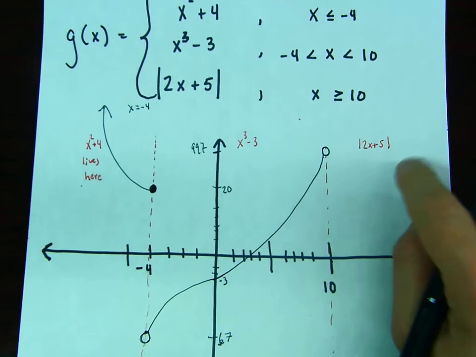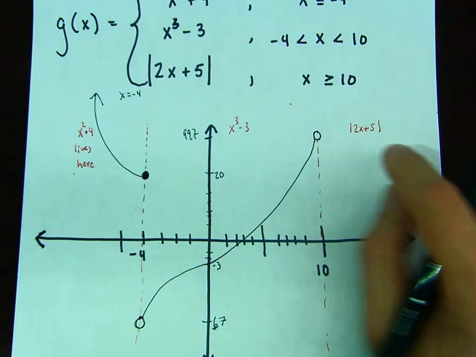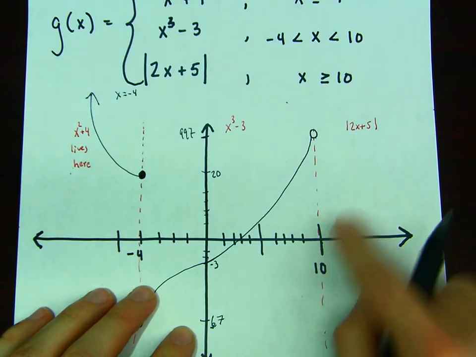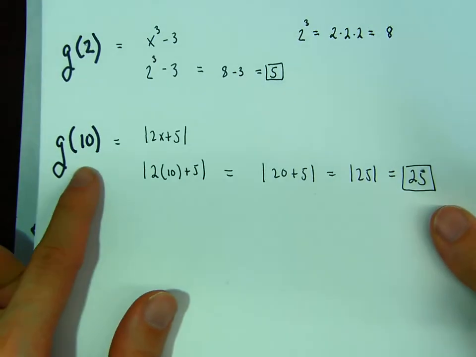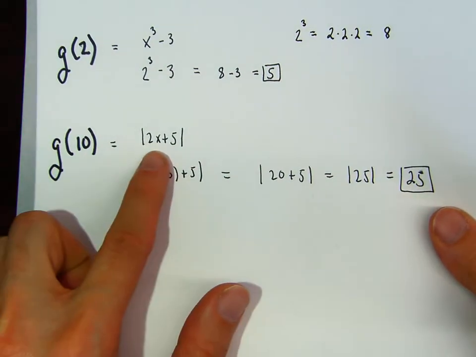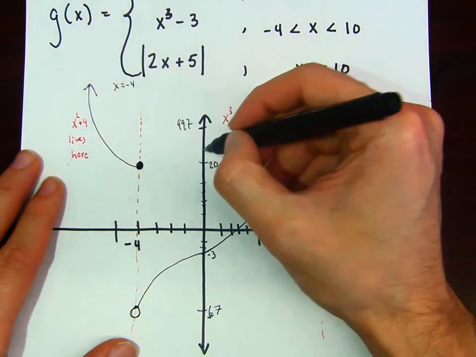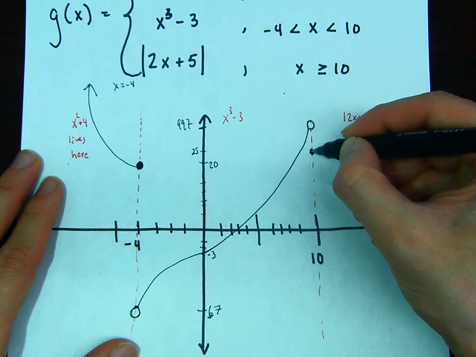Final part, we have absolute value of 2x plus 5. What would I do here? Notice when I plug in positive 10, what did we get when we plugged in positive 10? Did we do that? I think we did. Wait, let me organize my papers. Yeah, we did. Notice that when we plugged in positive 10 before, the absolute value of 2x plus 5, we got positive 25. So this y value of 25, notice that it's this part here, it's closed.